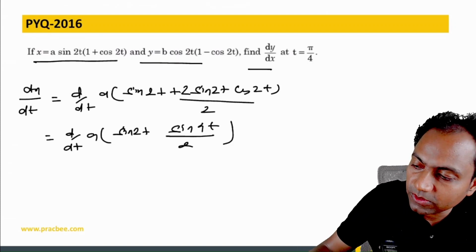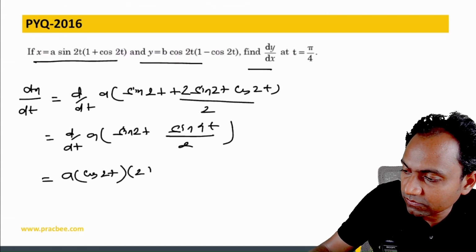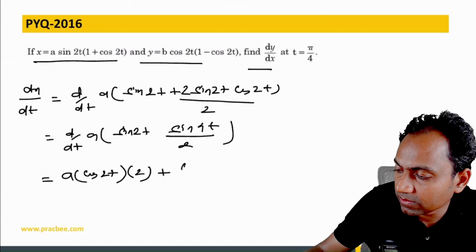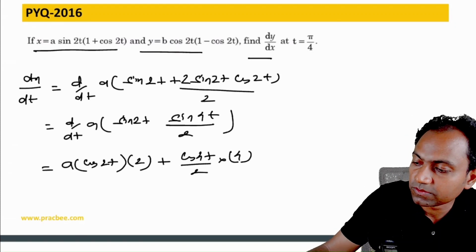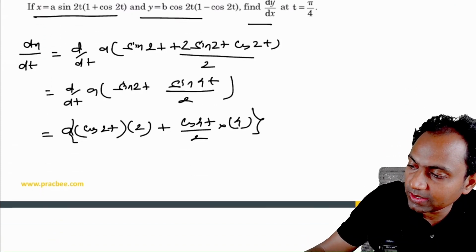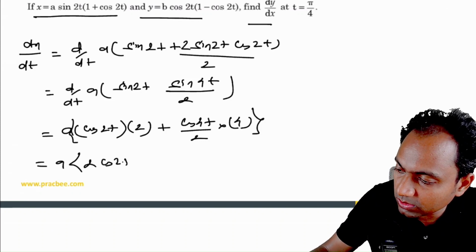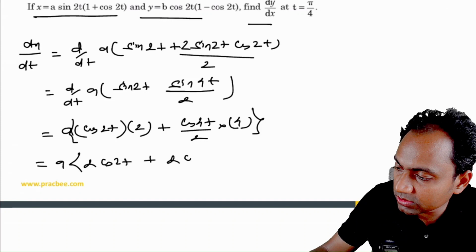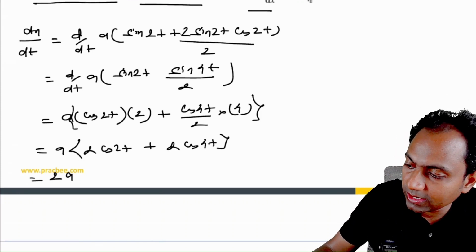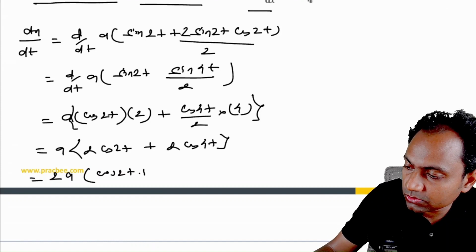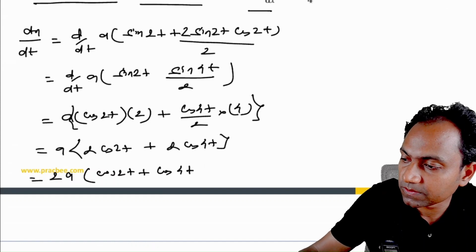And now I can differentiate because differentiation has become very simple. So this becomes nothing but cos 2t, and differentiation of 2t becomes 2. This will become nothing but cos 4t, and differentiation of 4t becomes nothing but 4. This a is out of the bracket. Now if I simplify this, this is nothing but 2 cos 2t, and this also becomes 2 cos 4t. So 2 we can take common, and 2a times cos 2t plus cos 4t we will get. This is what we are getting in this question.